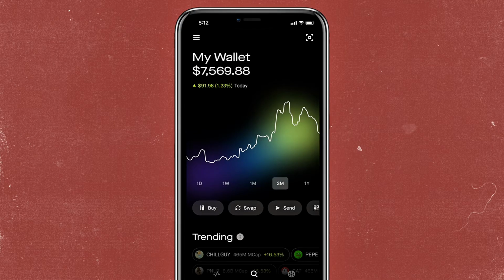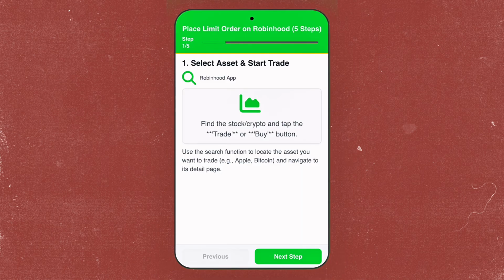In this video, I'm going to show you how you can place a limit order on Robinhood. So in this one, we have 5 steps. So let's start with the first one, which is to select asset and start trade.